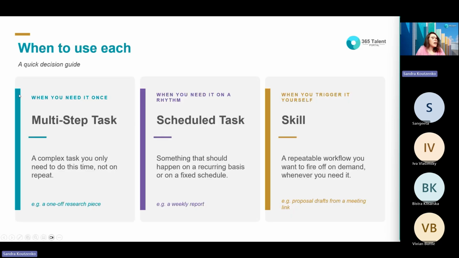Now I've put a slide. This is essentially a summary of what I just explained, of how to use an ad hoc task versus a scheduled task versus a skill. It essentially depends on how often you expect to ask Cowork to perform the task for you, and does it need to run on a schedule, or do you need to be the person to trigger it? So again, you'll have that and you can refer to it when you are working with Cowork.